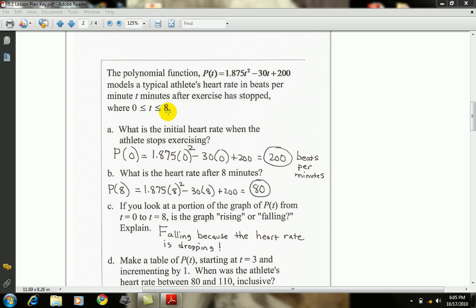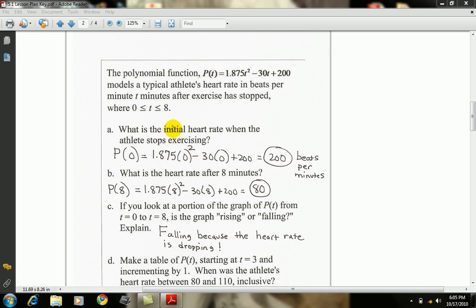the exercising has finished. So t is the number of minutes after the athlete stopped running or jogging or whatever you were having him or her do. P of t, which is the output, think about P, pulse rate. That's why they use P. The heart rate in beats per minute. So part A says, what is the initial heart rate when the athlete stops exercising?